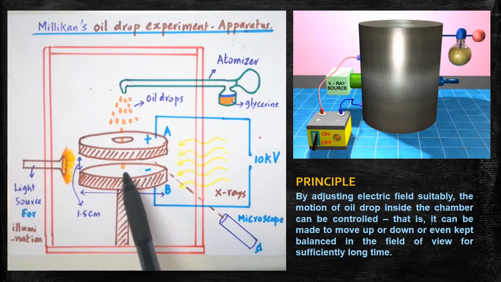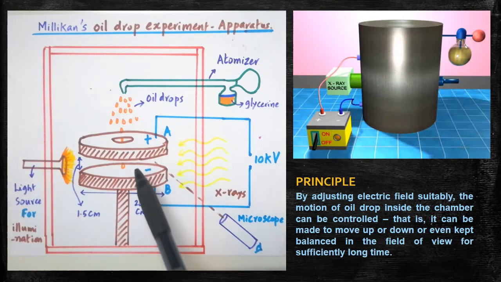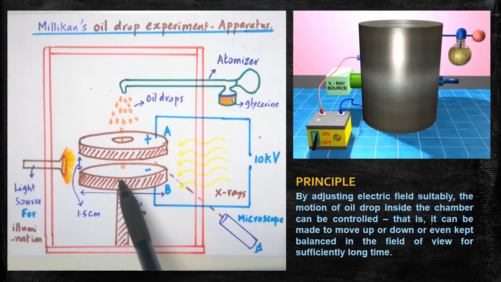And another thing is, after observing the movement of the oil drop, certain mathematical analysis has to be followed. With the help of the mathematical analysis, we are able to find out the charge of the oil drop. Finally, we have to learn the principle of the experiment.